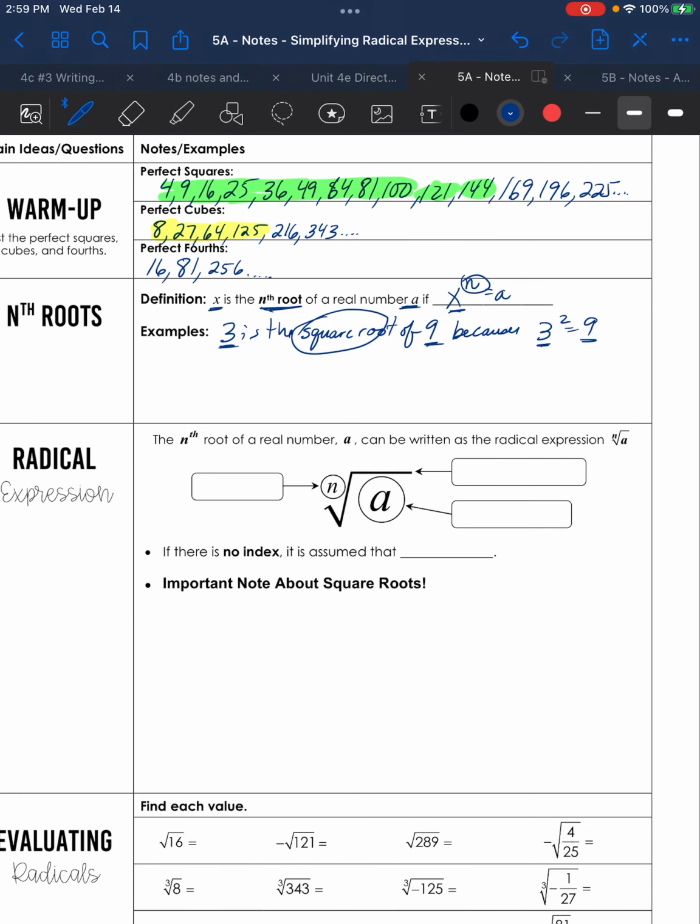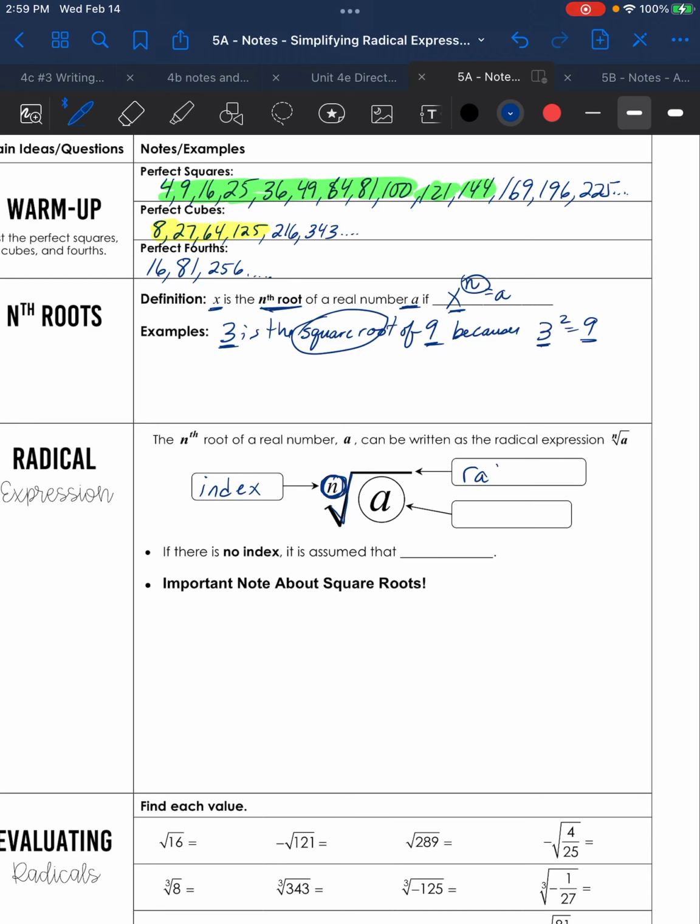All right, when it comes to labeling, the little number on the side of the check mark area is called the index. That is going to tell us what type of radical it is. So if there's a 3 there, that's a cube root. If there's a 4, it is a fourth root. If there's nothing there, it is assumed to be a square root.